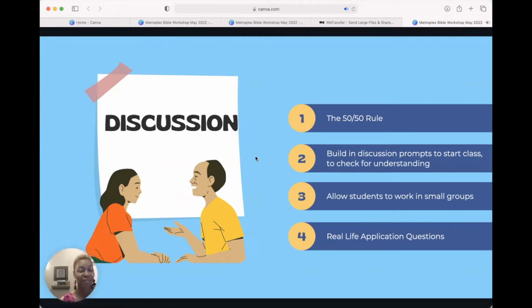The 50-50 rule. Remember, this is not the sermon. This is not a lecture. It's Bible study, where we want people to actually have a learning outcome. They need to learn something. And so that often involves discussing the things that they are hearing in Bible study. And so discussions are going to look different, right?